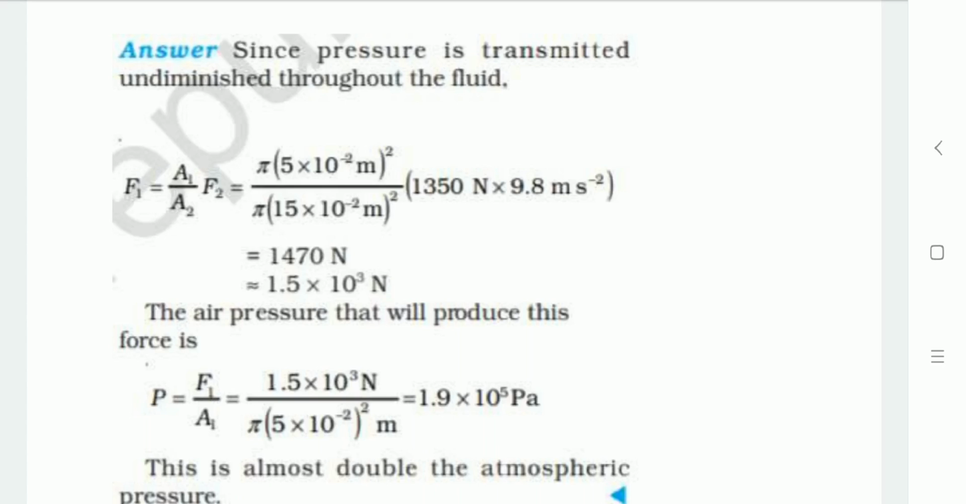Here the air pressure will produce this force F equal to F1. The generated pressure P equals F1 by A1. F1 we have calculated, A1 is pi r square, the area of the small piston, and that would be equal to 1.9 into 10 raised to 5 Pascal. That is double the atmospheric pressure.